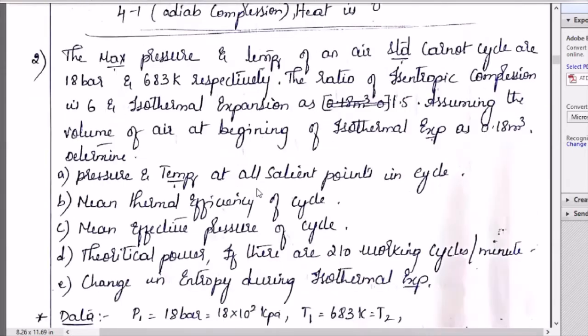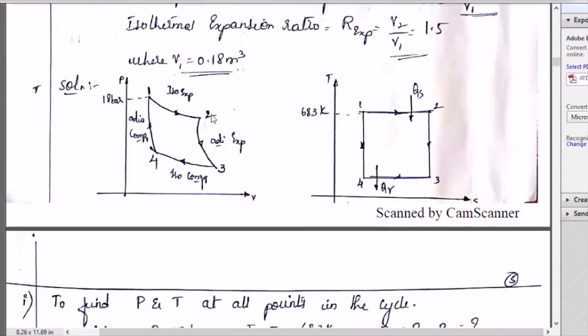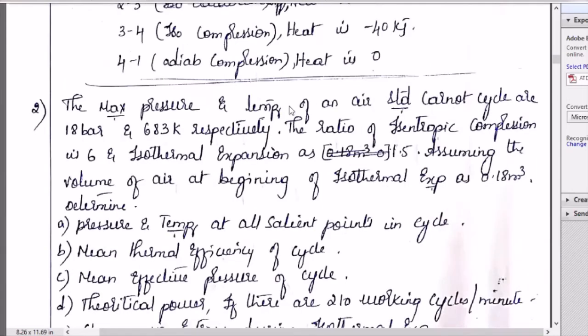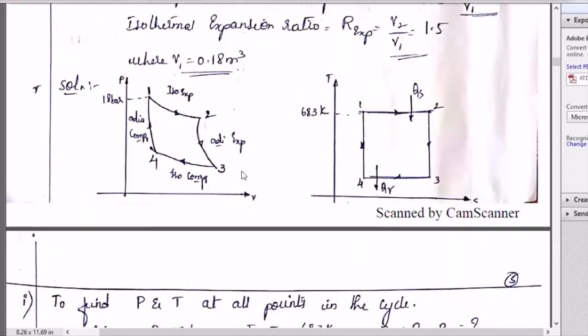What this problem says: the maximum pressure. At the start of the problem itself, we have to know the PV and TS diagrams, because only in the PV and TS diagrams can we find the values of maximum pressure and maximum temperature. The first line of the problem says maximum pressure and maximum temperature of an air standard cycle. With the PV diagram we can identify maximum pressure, and with the TS diagram we can find maximum temperature.